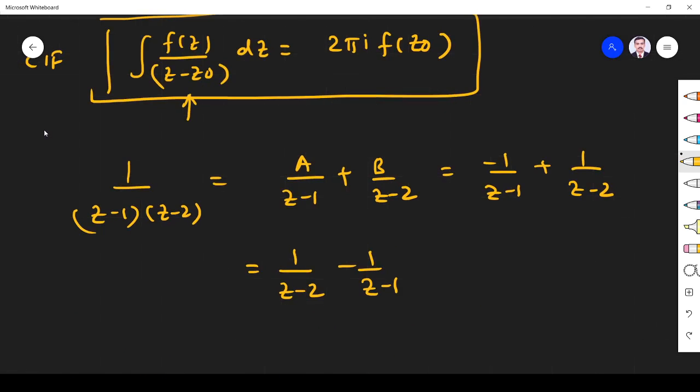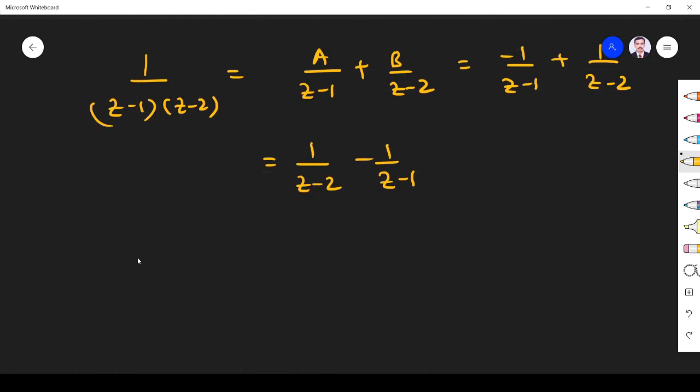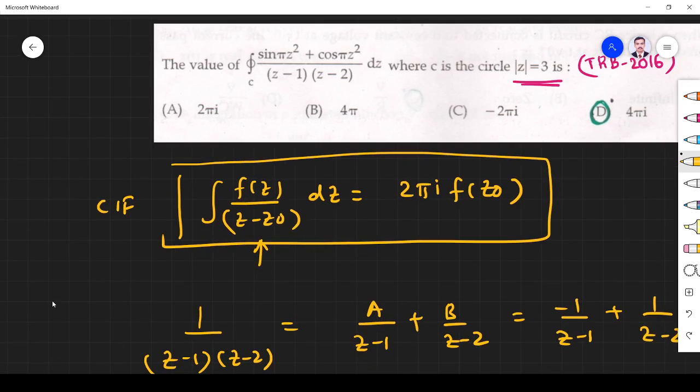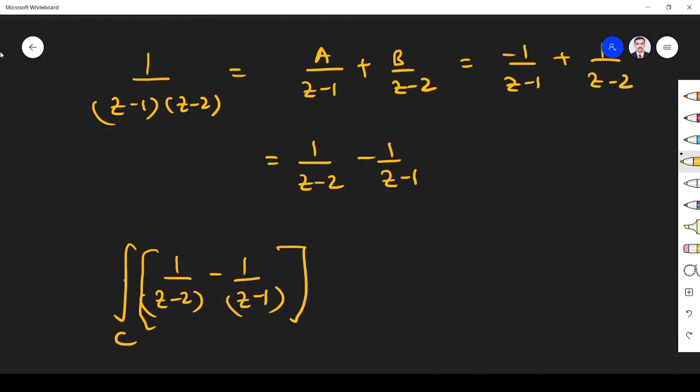So I rewrite the given problem, right? 1 by (z minus 1)(z minus 2), I write as 1 by z minus 2 minus 1 by z minus 1. Numerator is common, right? Because I split the denominator only. So numerator is sin pi z squared plus cos pi z squared into dz.